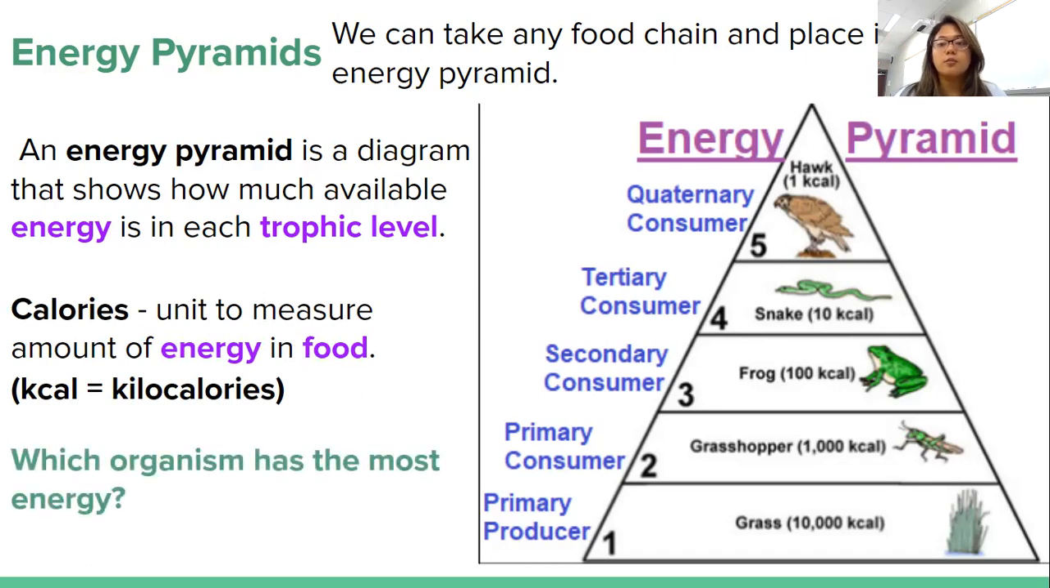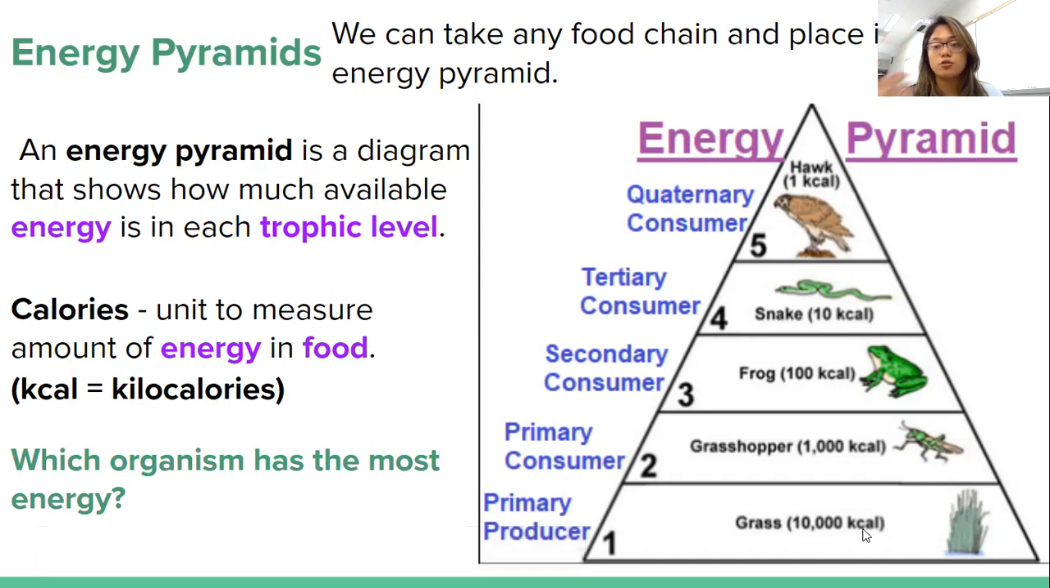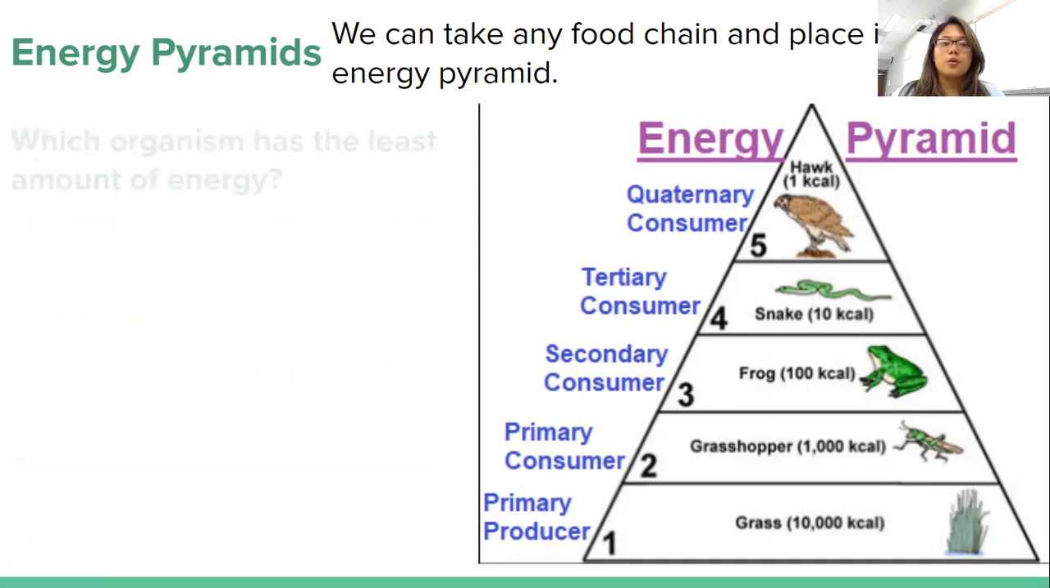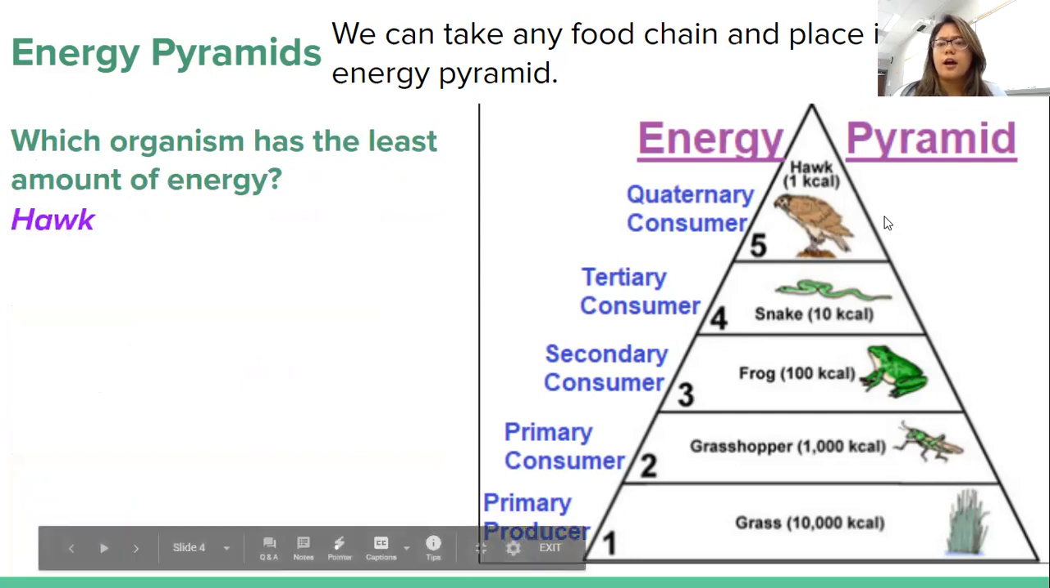So which organism, looking at the energy pyramid, has the most energy? Well, if I take a look at the numbers, the grass has the most energy, 10,000 kilocalories. That's the most compared to the other trophic levels. What about which organism has the least amount of energy? Well, if I take a look, whoever's at the top here, it's the hawk. It only has 1 kilocalorie of energy.